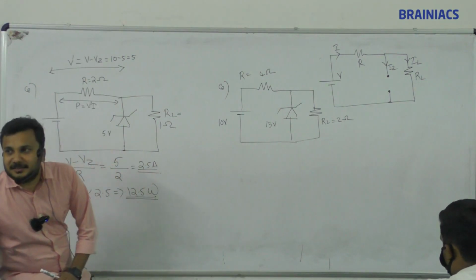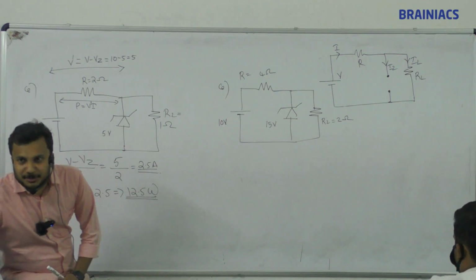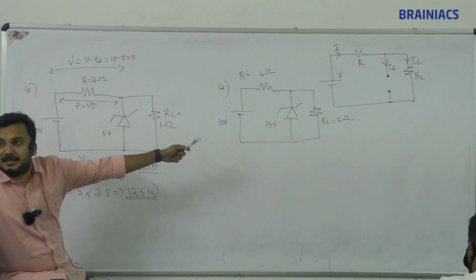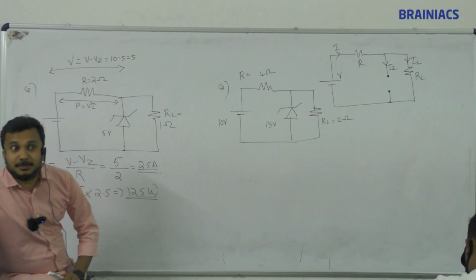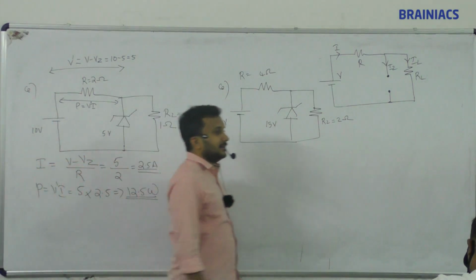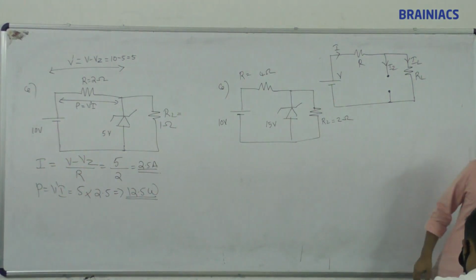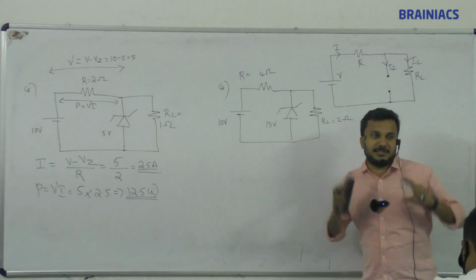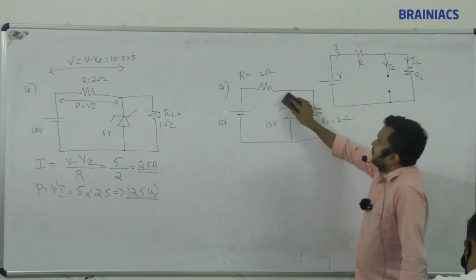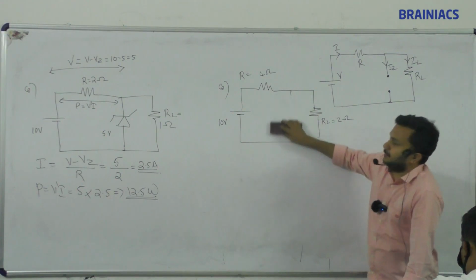First condition or second condition? Case number 2. V is less than VZ. So the Zener diode is in what condition? Reverse bias condition. When the Zener diode is in reverse bias condition, it will act as an open circuit. When breakdown happens we take VZ. Here it is an open circuit, so it is just cut.